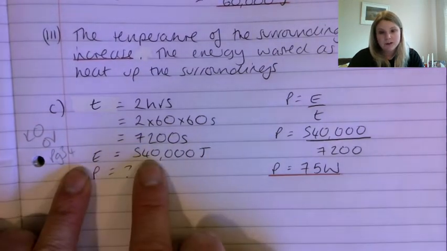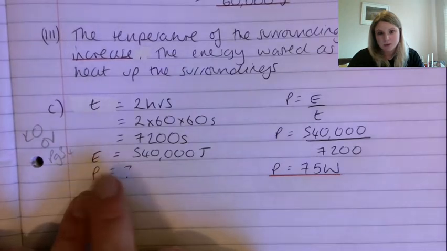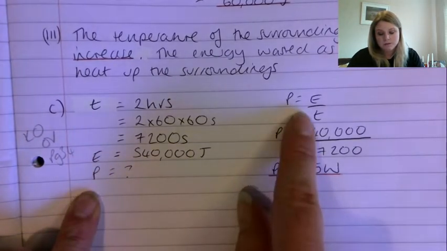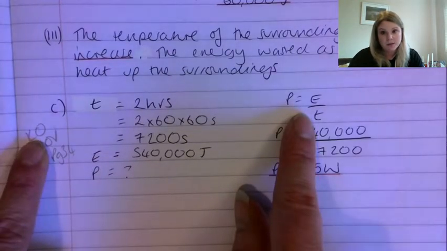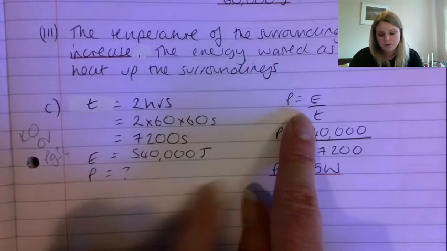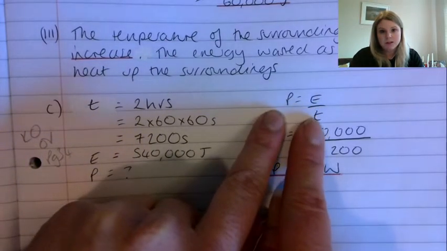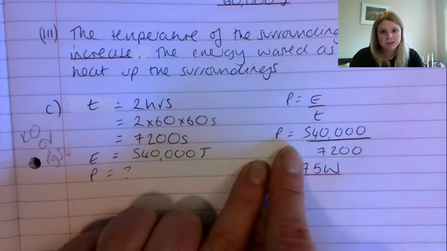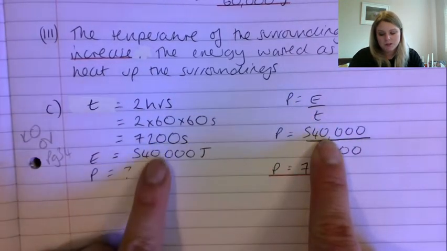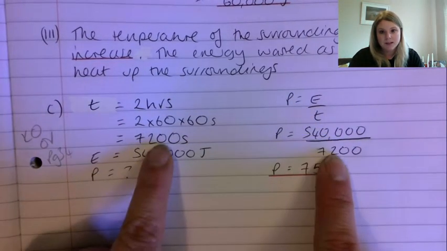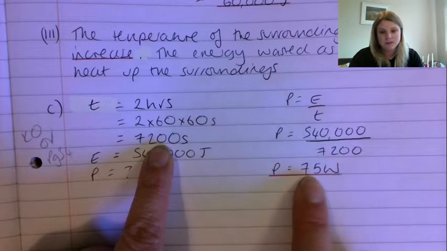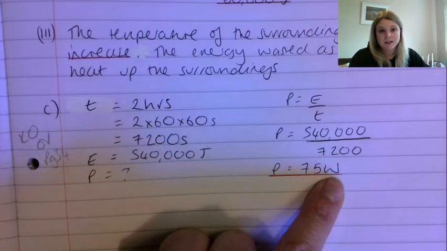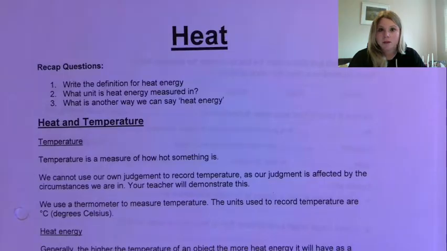The energy was 540,000 joules, and it's asked us what the power is. So my equation, which I've got either from my knowledge organizer or from page 34 of my notes, is power equals energy divided by time, or energy transferred divided by time. Substitute for my energy, which is the 540,000, and my time, 7,200, gets me 75, and my unit for that is watts. So that is our energy topic finished.